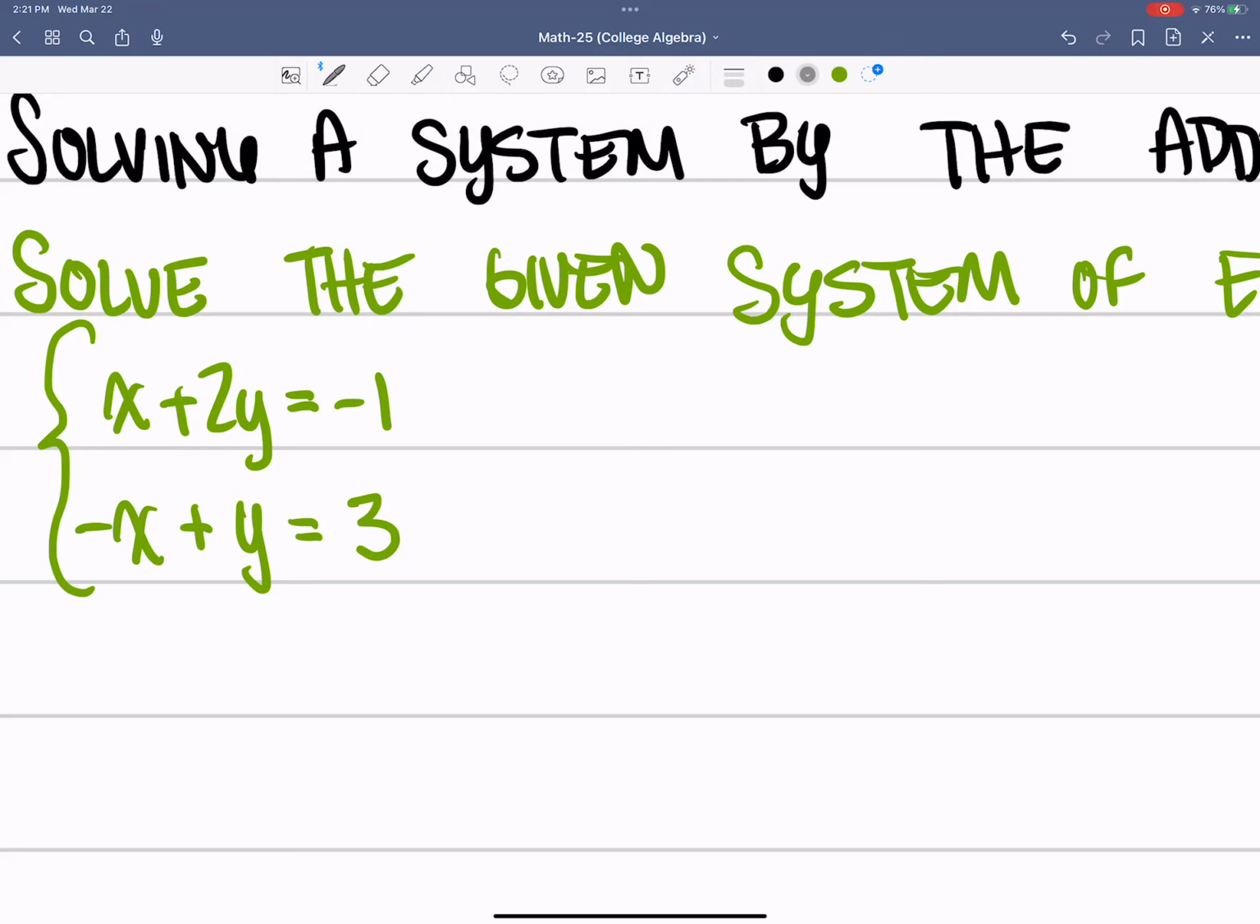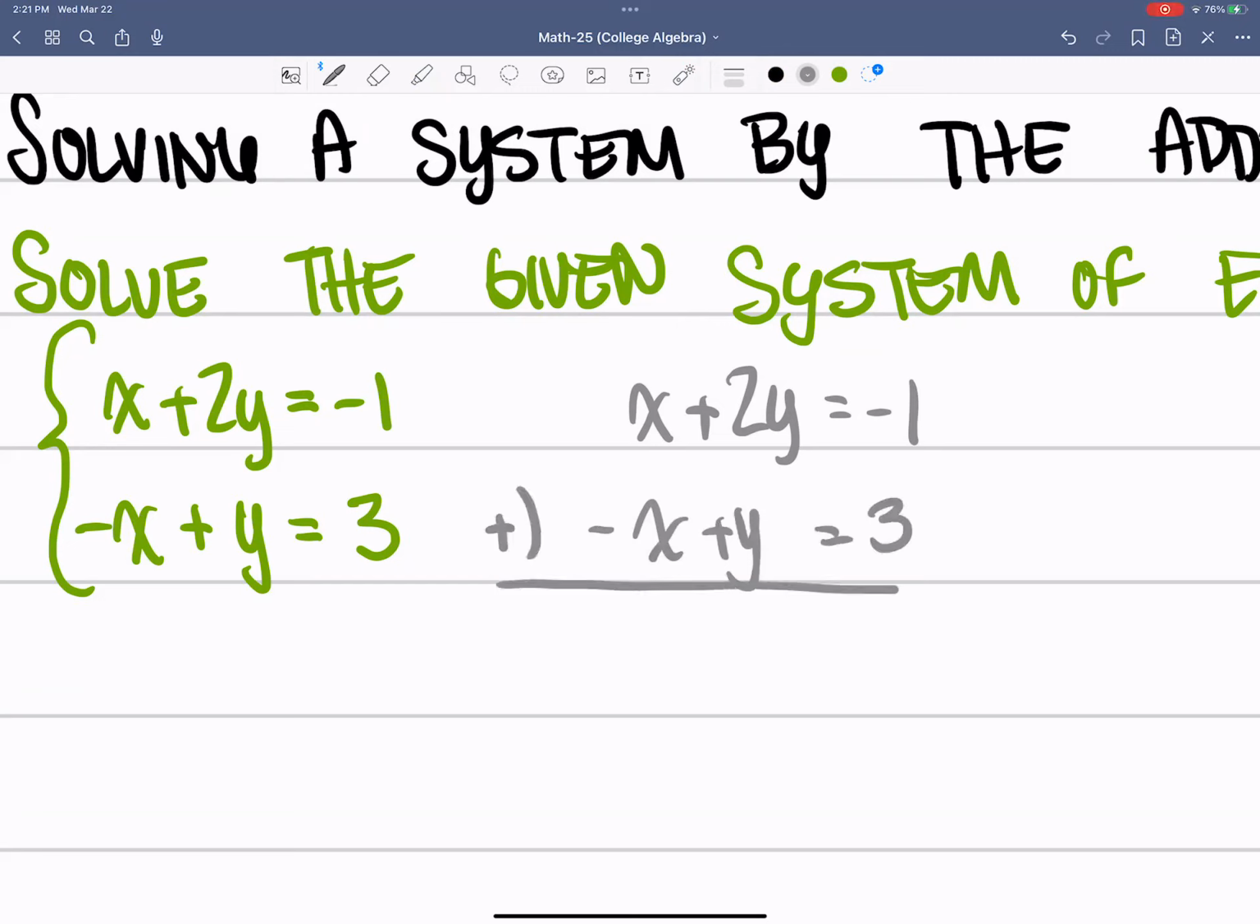So let's start by rewriting everything. x plus 2y equals -1. Negative x plus y equals 3. We're going to add these two equations up together. When we add the x terms, that ends up adding up to 0. Then we could add our y's together. It's kind of like combining like terms just on the respective sides.